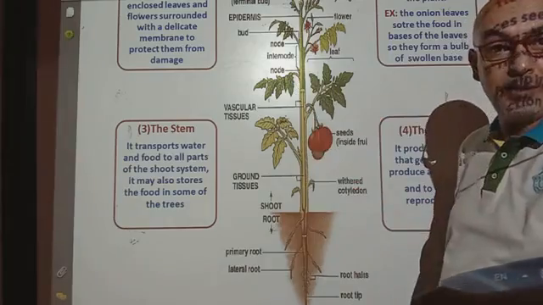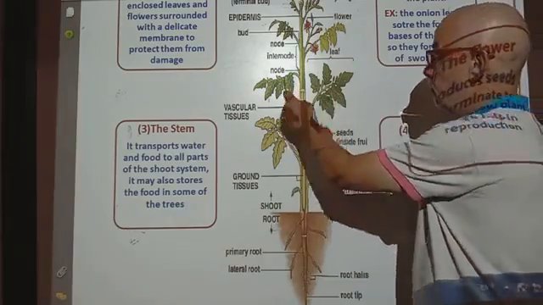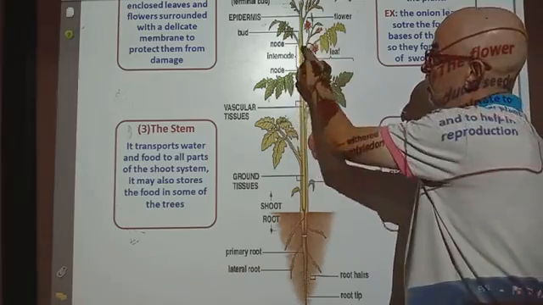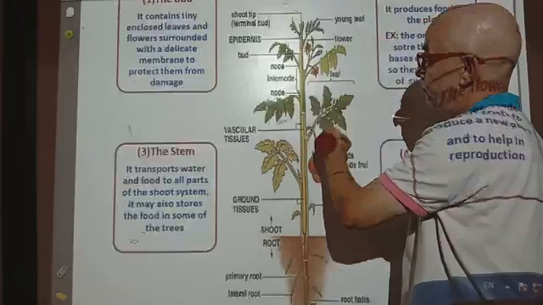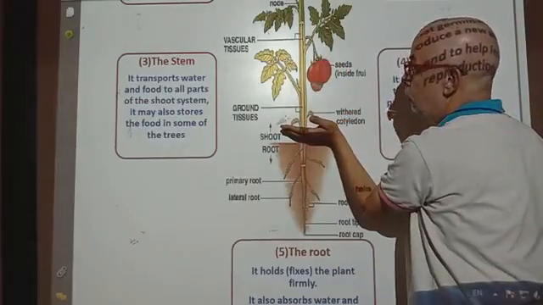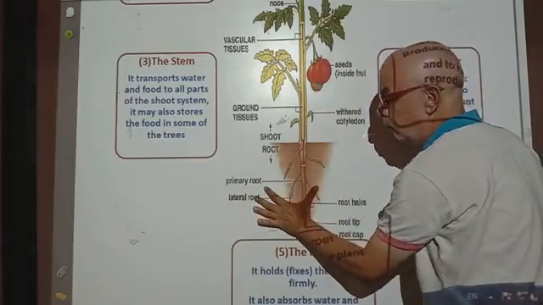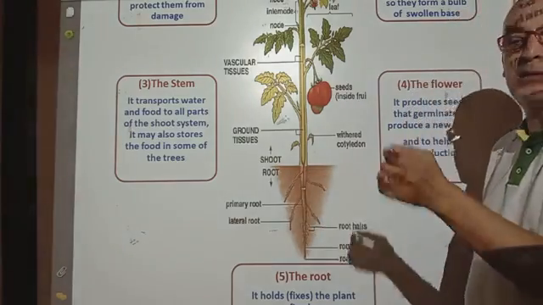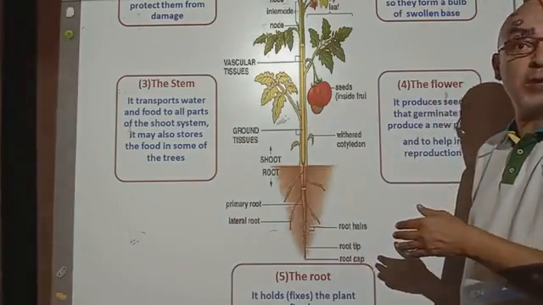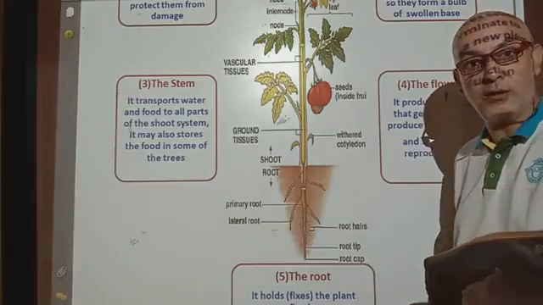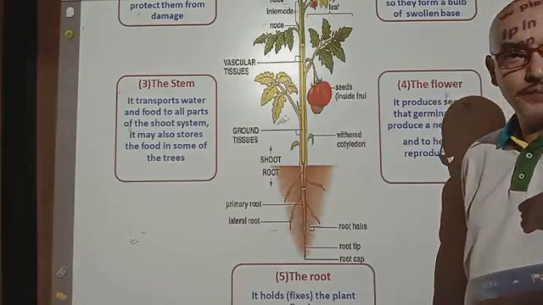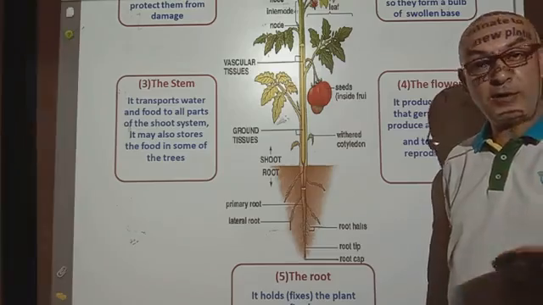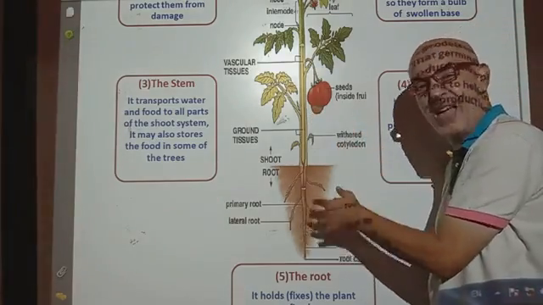The stem carries on its body the leaves, the fruit, the flowers, the buds, and terminal bud. All this part is called shoot system, and this part is called root system. The root system is made up of branches, main root, lateral roots, but in general the function of the root system, because it is existing under the soil, is to take in water and minerals, to absorb water and minerals and fix the plant in the soil.